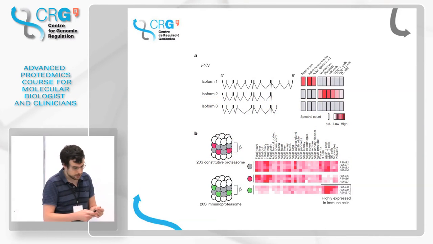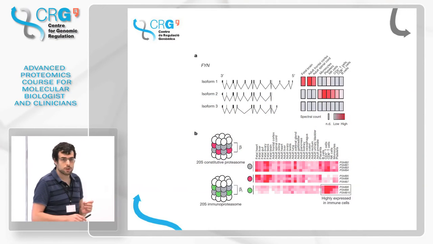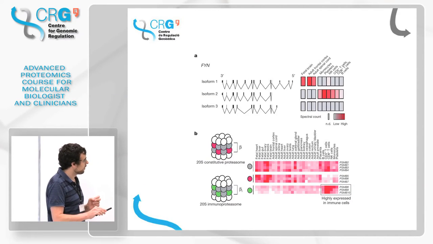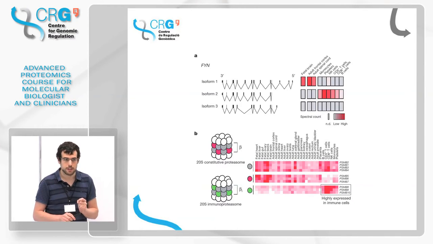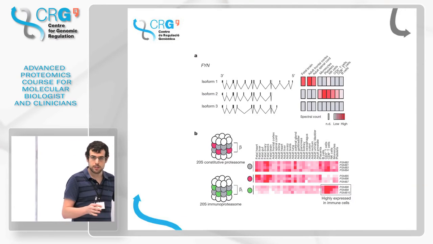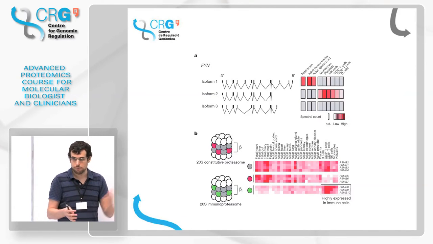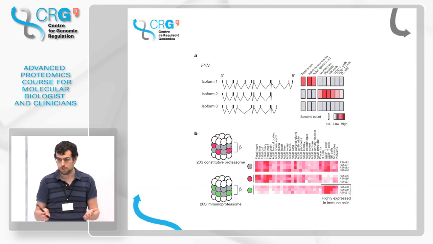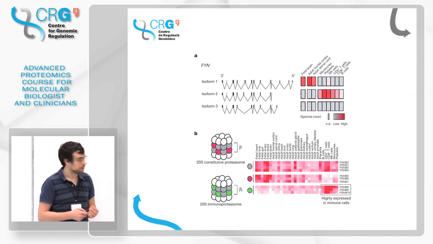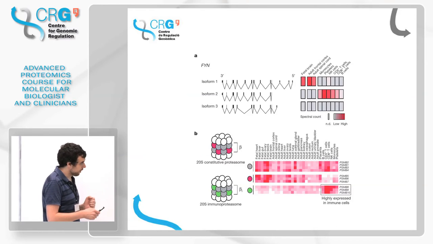Not only this, but this group also explored the isoforms. For example, for this gene that has three isoforms, what they found in the data is that isoform 1 is more abundant in fetal and adult tissues, whereas isoform 2 dominates in hematopoietic cells. And this is just one example. But these data sets offer this information not only for this protein, but for most of the proteins of the human proteome. So this is quite a complete set.